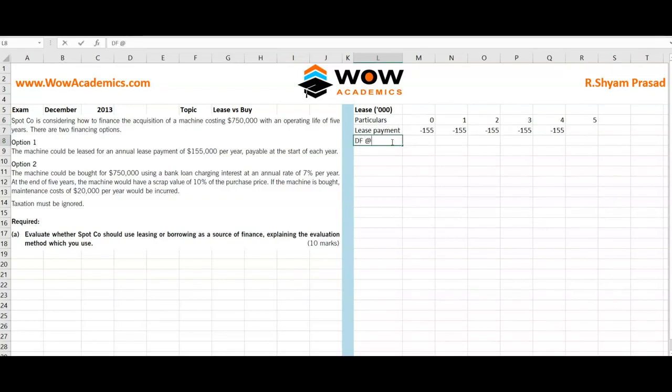The question would have given you some kind of a discount factor. The machine could be bought for 7,50,000 using a bank loan charging interest rate at an annual rate of 7%. So there's no percentage in the sum anywhere. The only percentage is if the machine is bought, an interest rate of 7% is to be paid. So we can take that as the common discount factor for both lease and purchase.